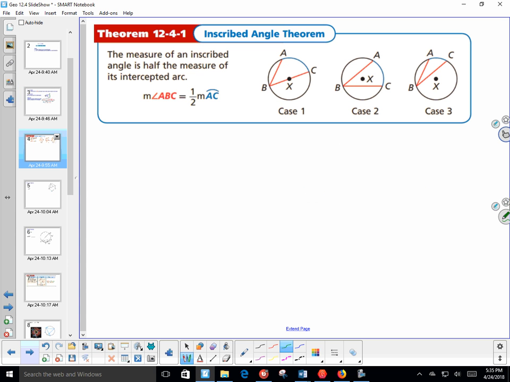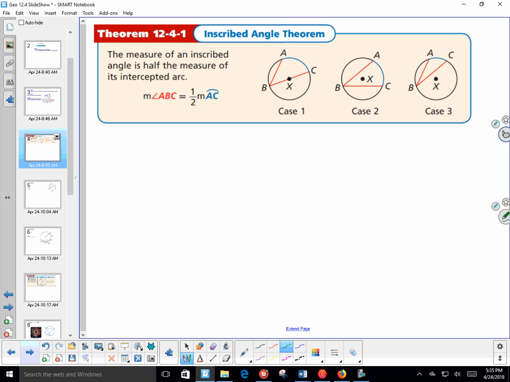So we have this theorem about inscribed angles. The measure of an inscribed angle is half the measure of its intercepted arc. So the measure of angle ABC in these pictures is going to be 1/2 the measure of its intercepted arc AC.